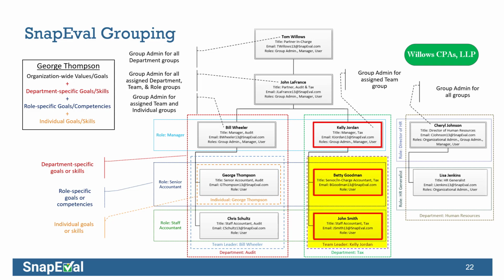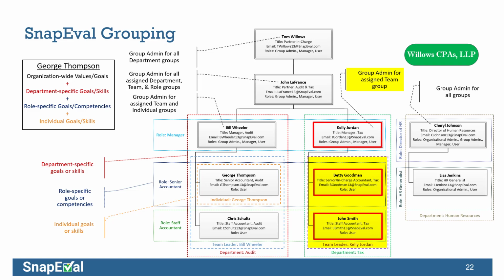And in addition, we've created a group called the Team Leader Kelly Jordan Group, and we've made Kelly the group administrator for that group, which means that she has visibility to all the feedback that Betty and John Smith receive from anybody else in the organization, whether that feedback is coming from Kelly or whether it's coming from George Thompson, who's Betty's peer, or whether it's coming from Tom Willows, who's the partner in charge. Kelly Jordan has visibility to all that because she is the group administrator for the Team Leader Kelly Jordan Group.